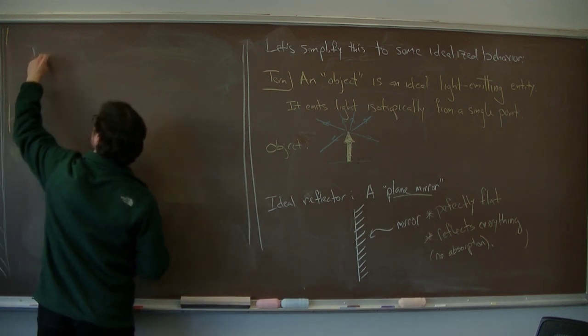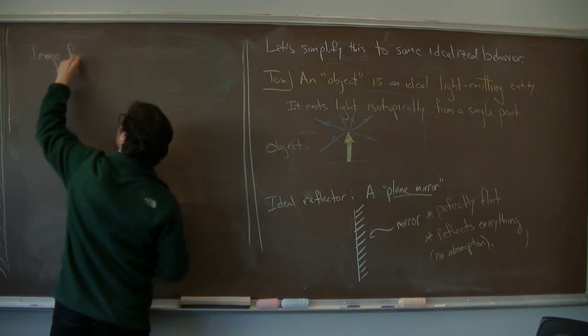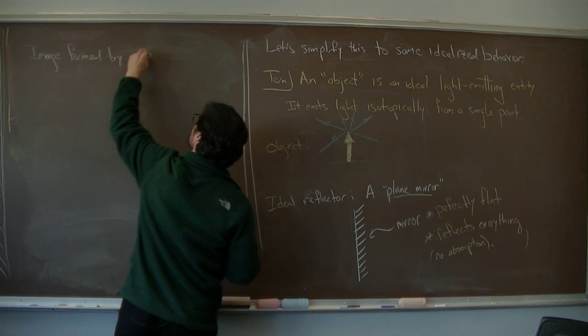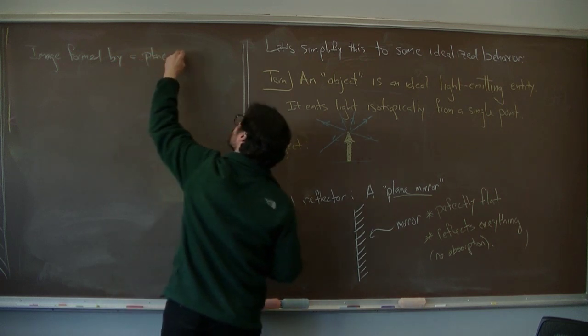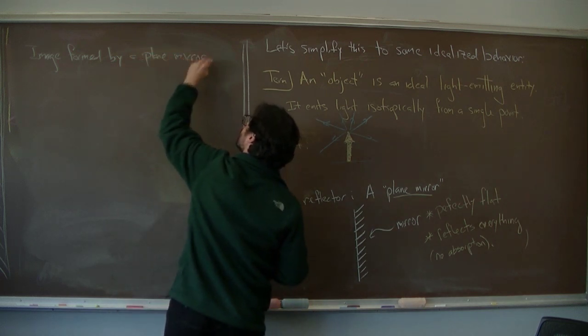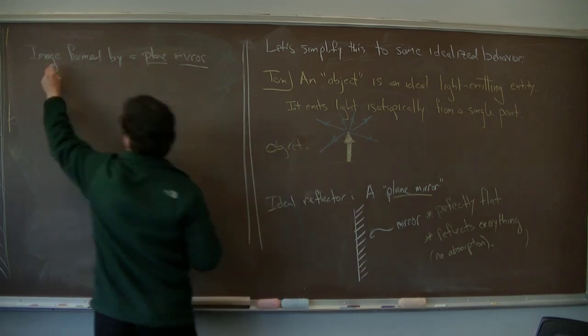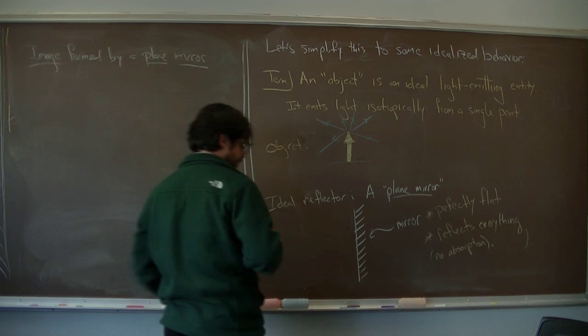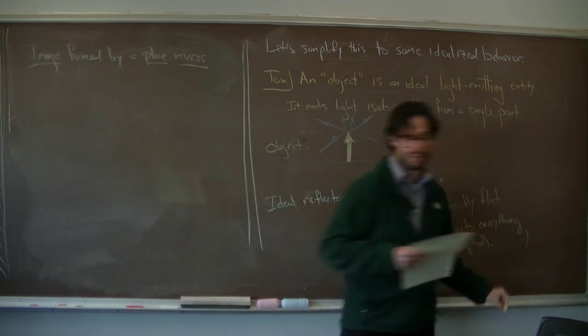So maybe what I want to do is talk about an image formed by a plane mirror. And in fact, this is kind of a roundabout way of defining our next optical element, which is an image itself. So what does it mean to form an image?